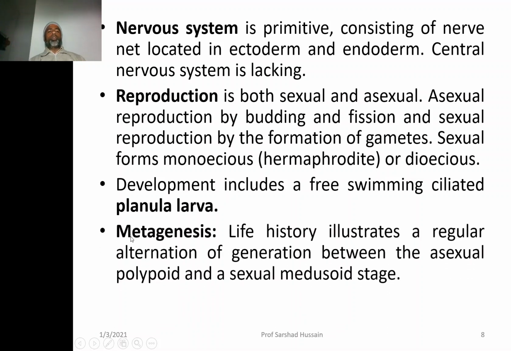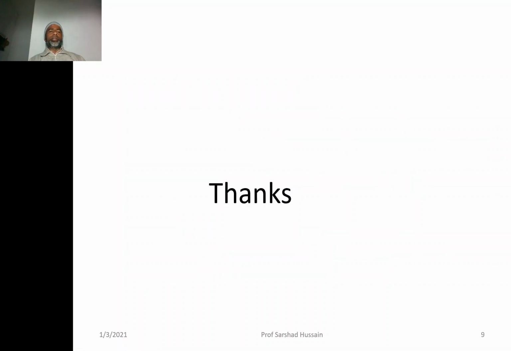Then there is a well known process among the coelenterates called metagenesis. Life history illustrates a regular alternation of generation between the asexual polypoid and the sexual medusoid stage. This alternation of generation between asexual and sexual phase is called metagenesis in the case of the coelenterates.